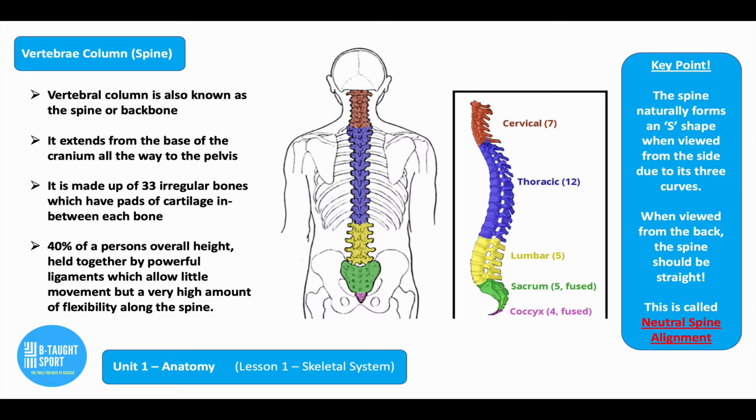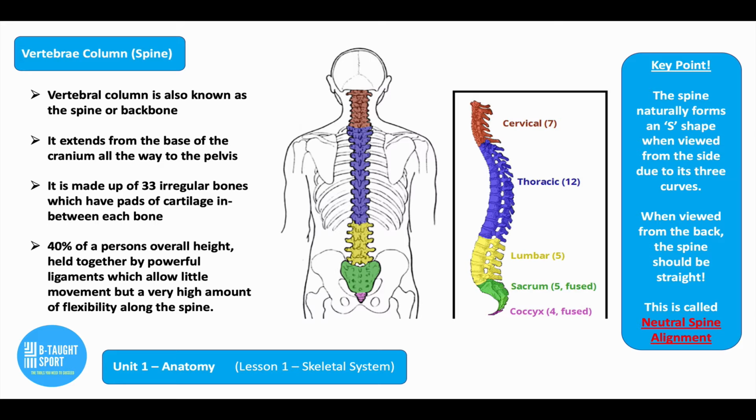So if you look at the picture on the right hand side, the spine is actually kind of like an S shape, and there are 3 curves in total. Now that's when it is looked from the side. When you look at the back, the spine should look nice and straight. The posture should be nice and tall and straight as well, with no arched back. Now we're going to have a look at a couple of issues with the spine in a second. But when looking at the vertebrae column, that's what you should suggest.